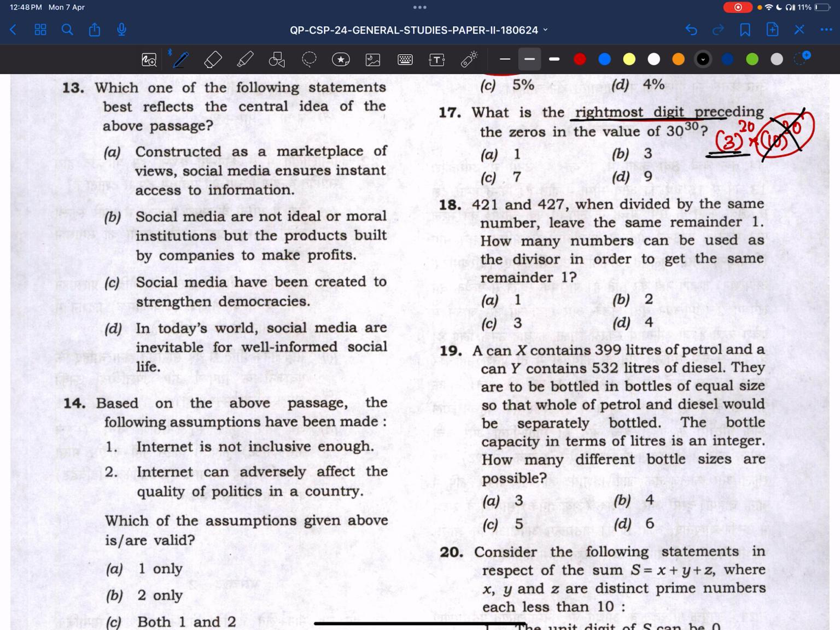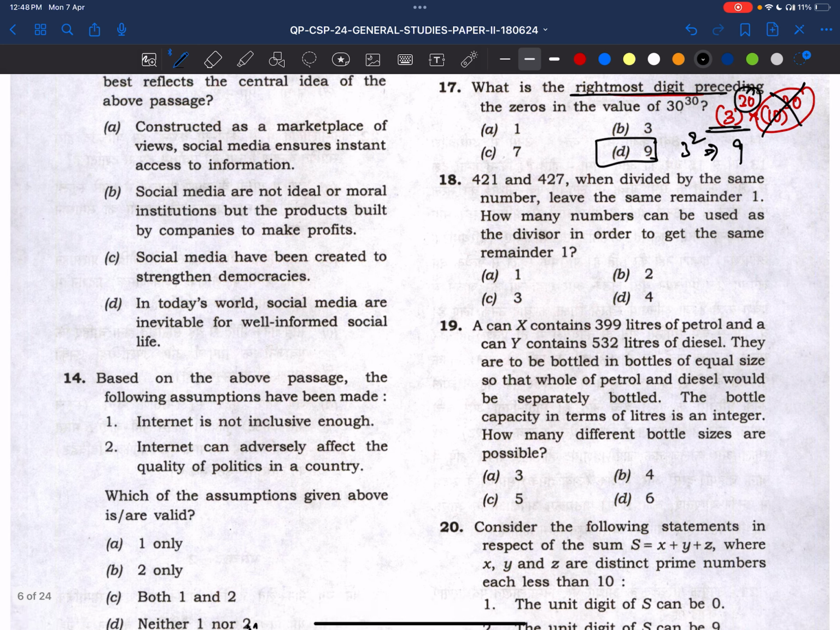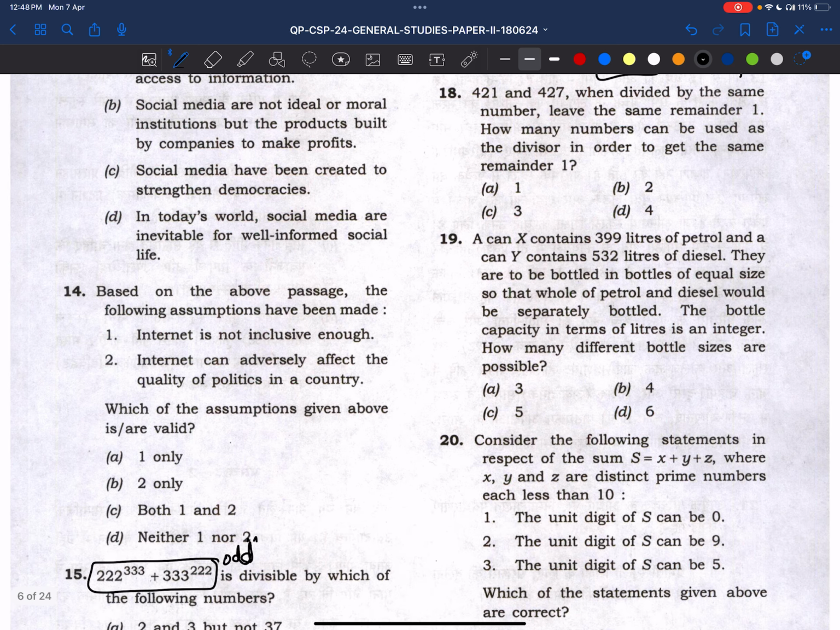We know the cyclicity of 3 is 4. So when 30 is divided by 4, what is the remainder? 4 7s are 28, so the remainder is 2. So the value will be 3 square, which is 9. The rightmost digit preceding the zeros will be 9.